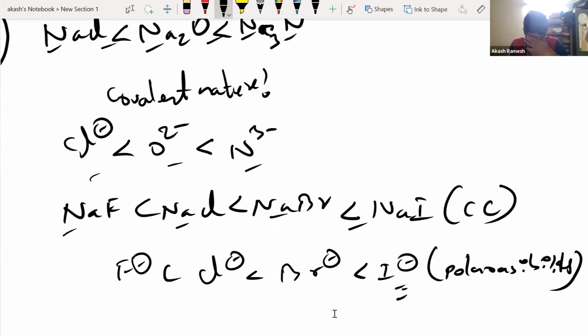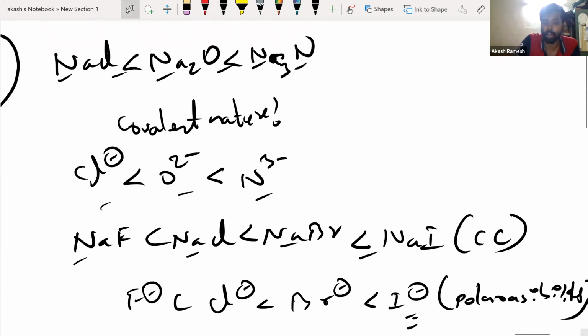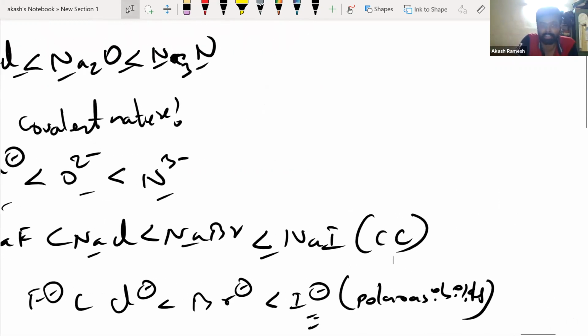So that's about covalent nature in ionic compounds. Now in covalent compounds also I can have ionic nature. That we'll see when we study covalent compounds. Once we complete covalent compounds, I'll tell you how the ionic nature exists in covalent compounds. So moving on, that's all about your ionic compounds. Ionic bonds are done.